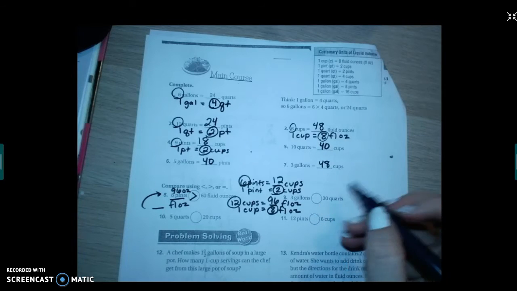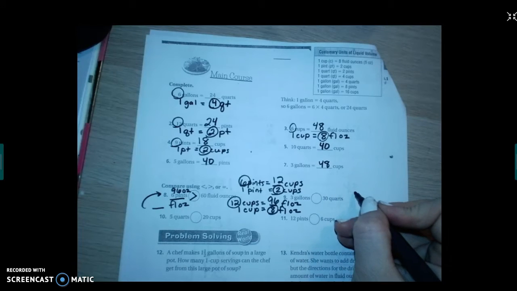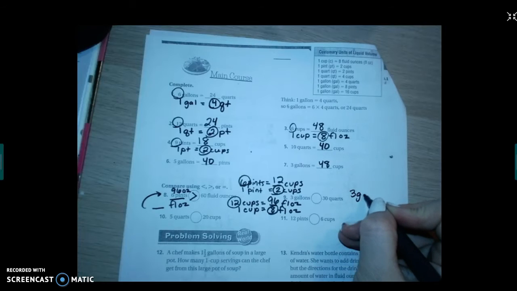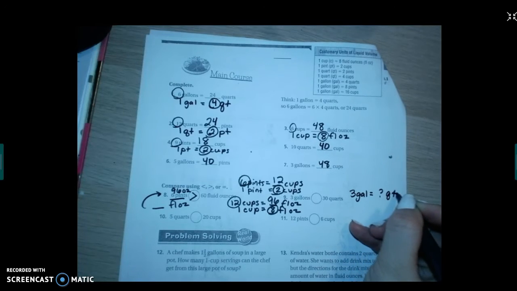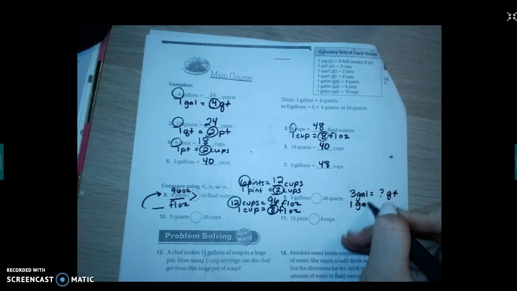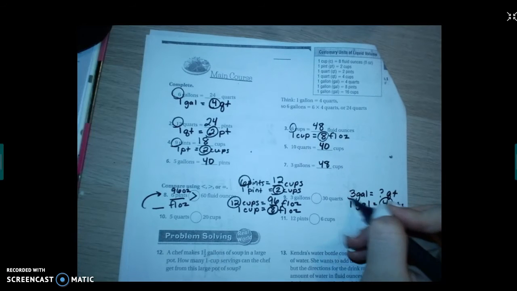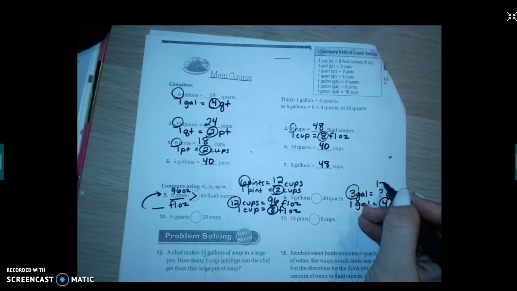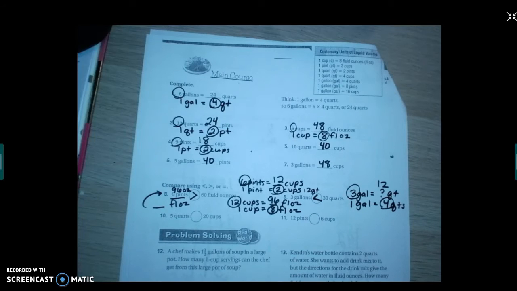conversion. Okay, so we need to take gallons and see how many quarts. So I'm going to write this over here because I have lots of stuff. 3 gallons equals how many quarts? Well, I know that 1 gallon equals 4 quarts. So 3 times 4 is 12. So this is 12 quarts. So this is definitely smaller.